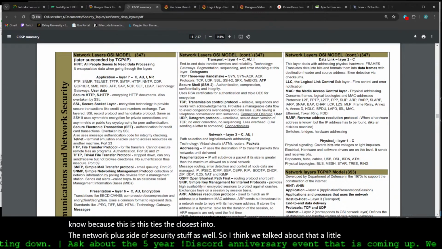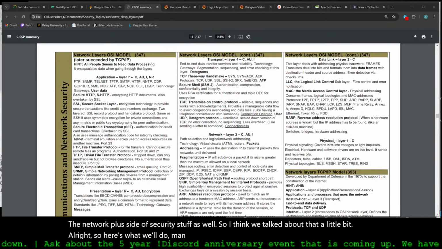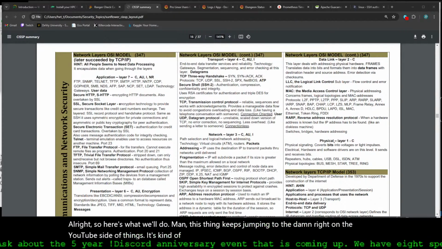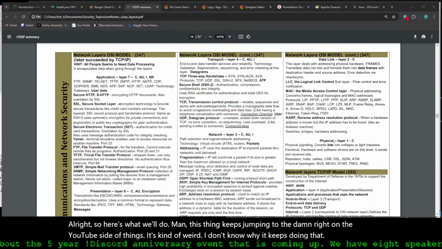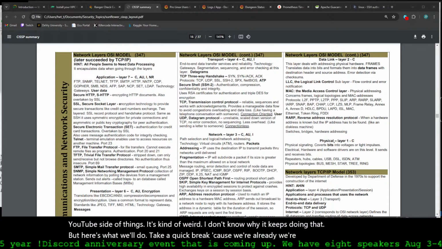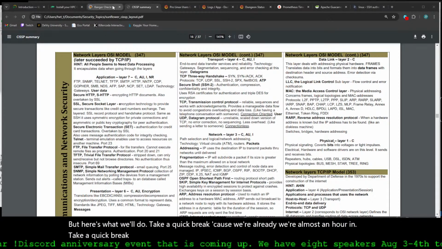All right, so here's what we'll do. This thing keeps jumping to the right on the YouTube side of things. It's kind of weird. I don't know why it keeps doing that. But here's what we'll do. We'll take a quick break because we're almost an hour in. Take a quick break. Put it on Ranger Cam for a second.